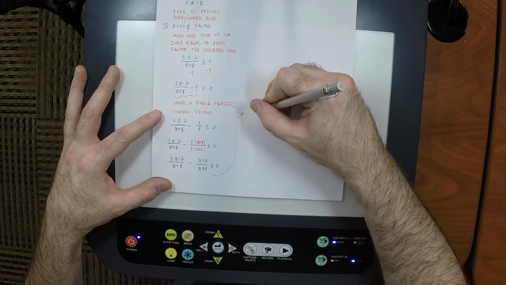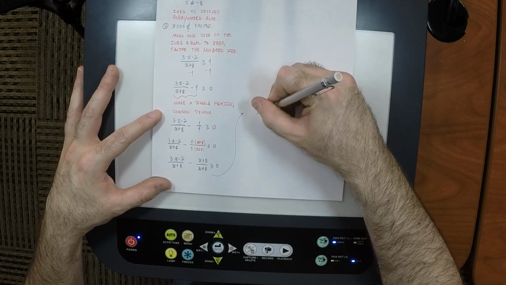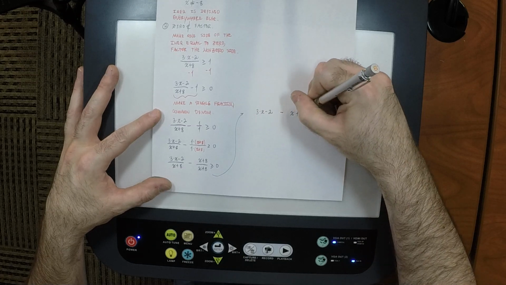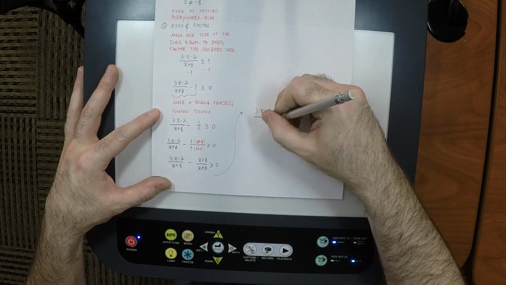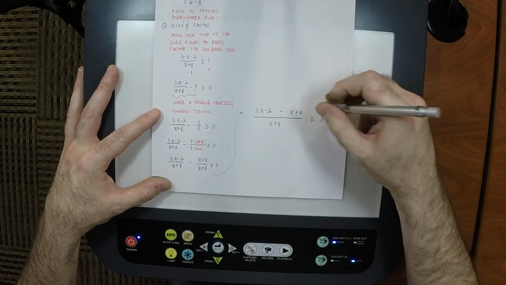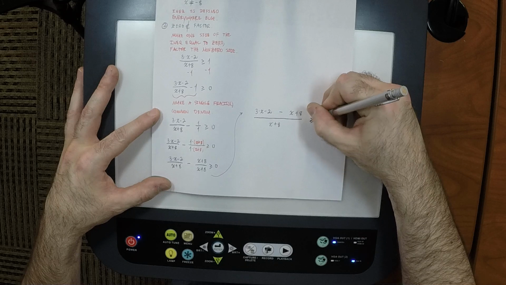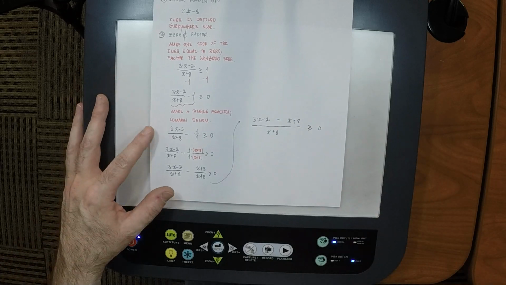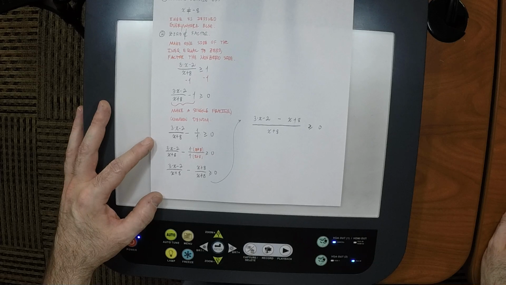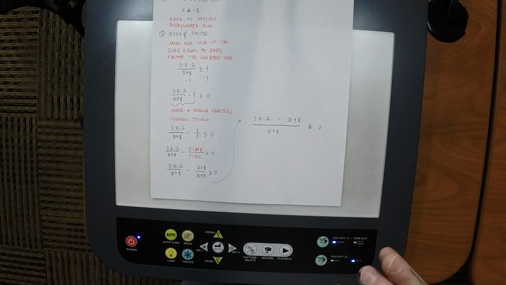So 3x minus 2 subtract x plus 8 over x plus 8 greater than or equal to 0. So I've made an error. What error did I make? You didn't distribute the subtraction. Didn't distribute the subtraction, right?